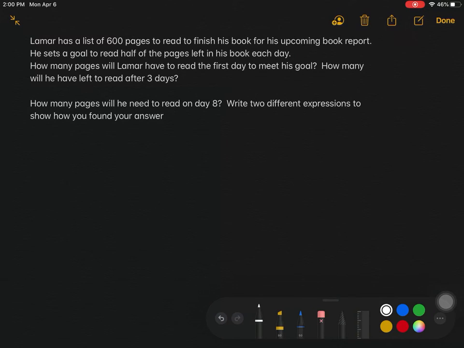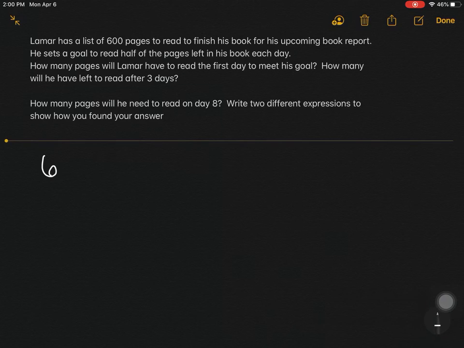It says Lamar has a list of 600 pages to read to finish his book for his upcoming book report. He sets a goal to read half of the pages left in his book each day. How many pages will Lamar have to read the first day to meet his goal? How many will he have to read after 3 days? Okay, let's take a look. So we know that he's starting with 600 pages.